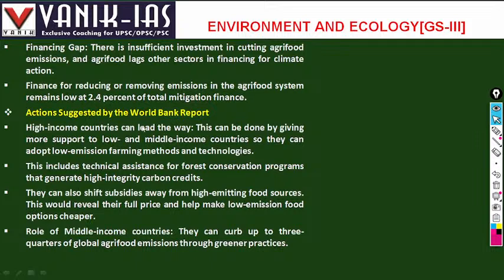High income countries can lead the way. This can be done by giving more support to low and middle income countries so they can adopt low emission farming methods and technologies. This includes technical assistance for forest conservation programs that generate high integrity carbon credits. They can also shift subsidies from high emitting food sources. This could reveal their full price and help make low emission food options cheaper.